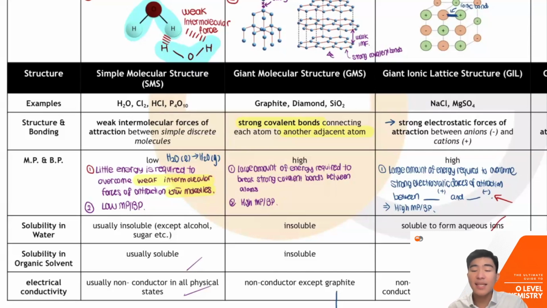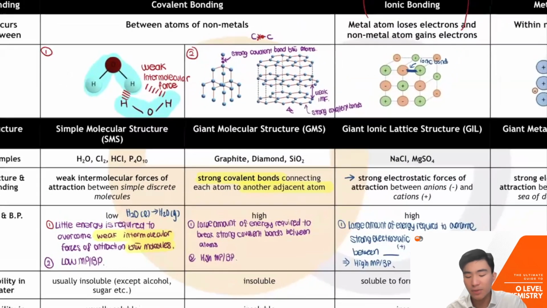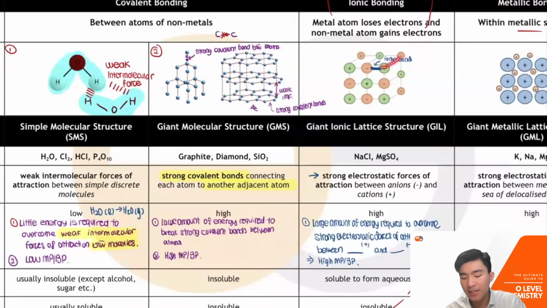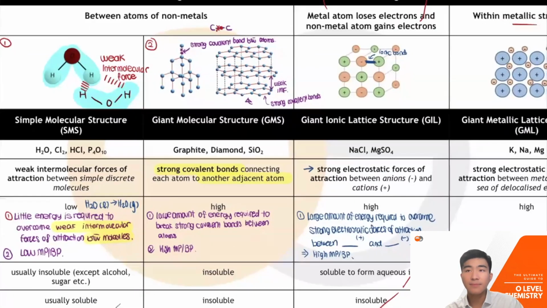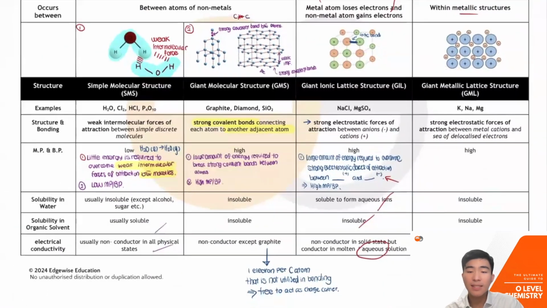Why? Because in an aqueous solution, can you see that the ions are no longer held in a fixed structure? This is a fixed lattice. In an aqueous solution, they are no longer held in this structure. The ions are free to move about in the solution. So for example, if I have a beaker over here with aqueous NaCl, then they will be able to conduct electricity. Any question? If not, we go to the last one.